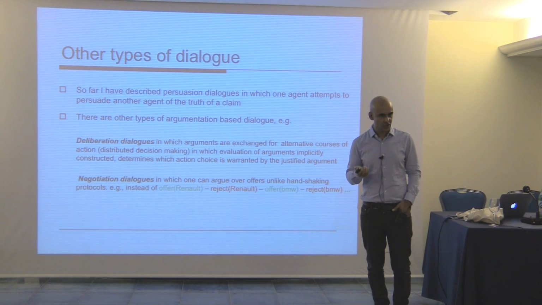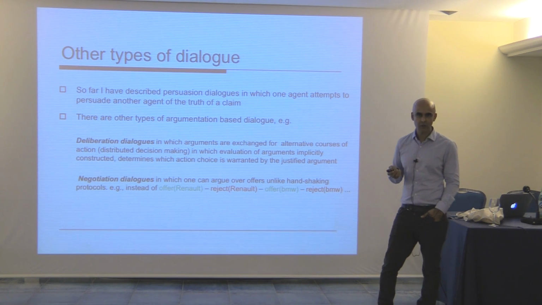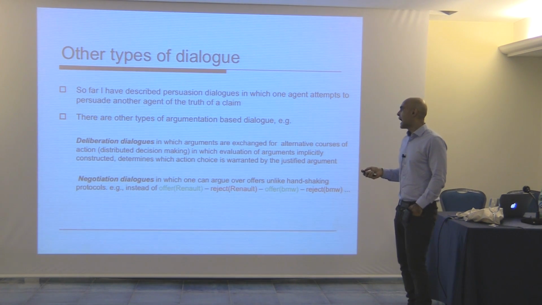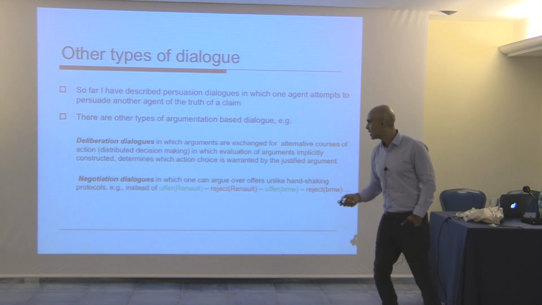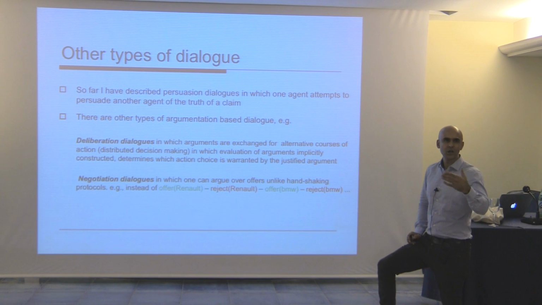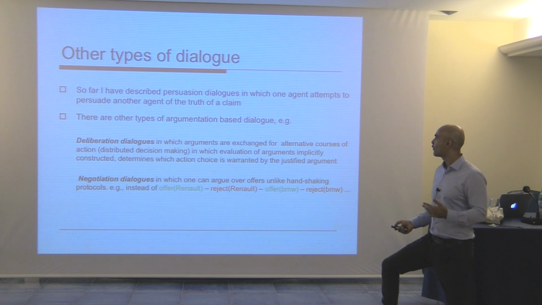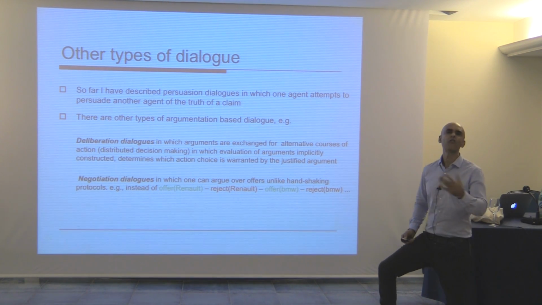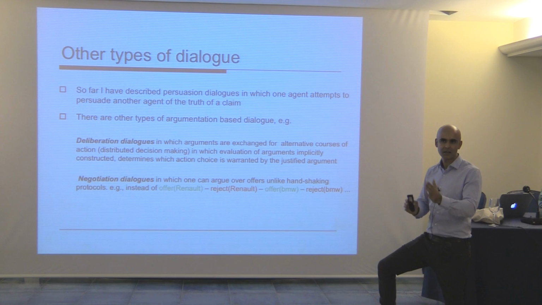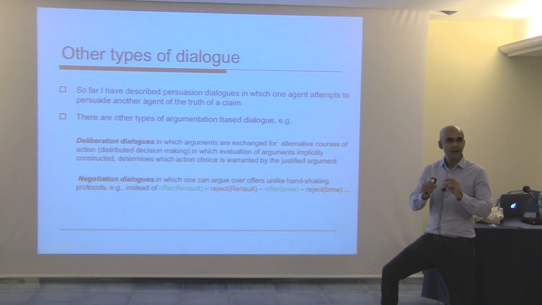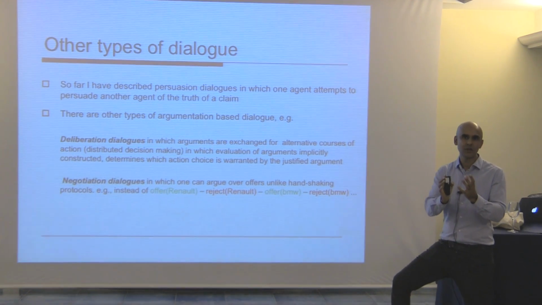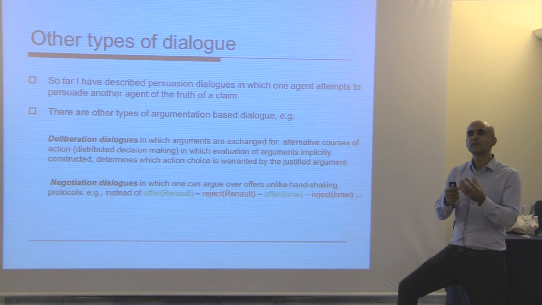Also, there are negotiation dialogues, another area of research. And these are much richer than the typical handshaking protocols in negotiation. Imagine a computational negotiation sequence where somebody's trying to sell you a car, a seller agent. Offer Renault, reject Renault. Okay, offer BMW, reject. It's just handshaking. In an argumentation-based negotiation dialogue, you can develop much richer accounts of negotiation, where you might, for example, query why you are rejecting.